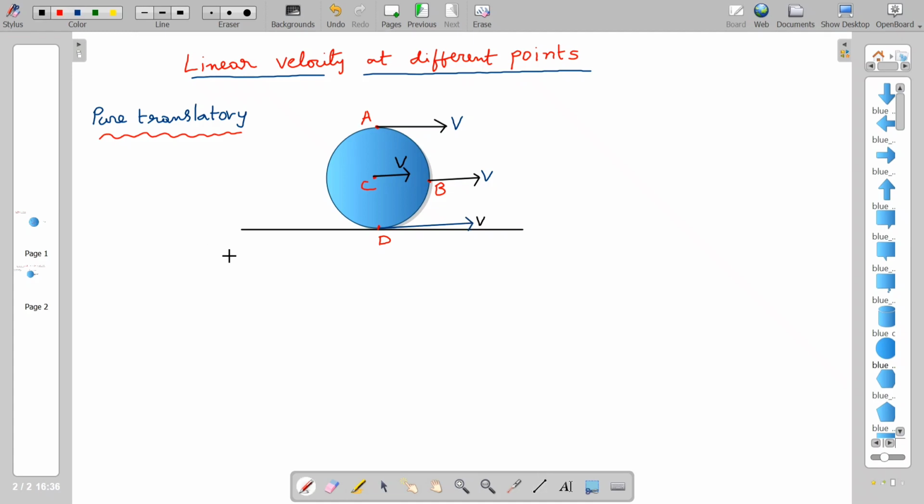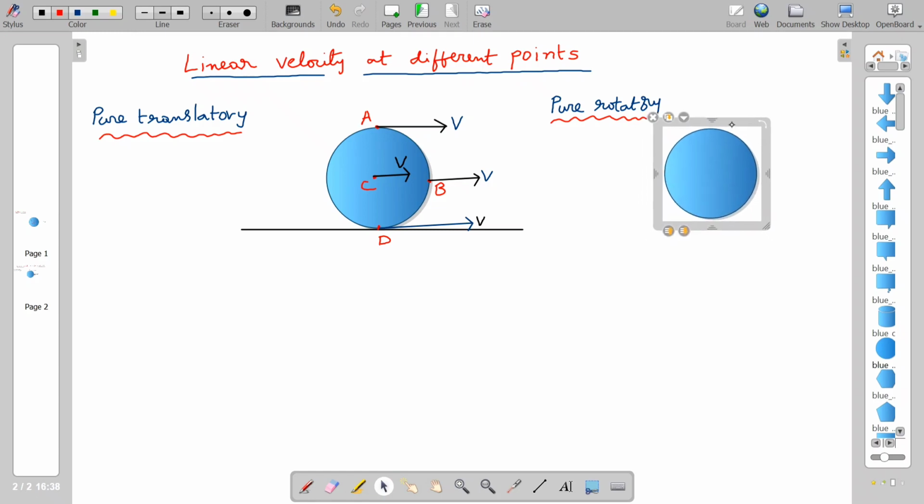Now we will identify linear velocity at different points in pure rotatory motion. Here, I will consider one sphere which is in pure rotatory motion. Now, I will identify linear velocity at different points, that is at A, at B, and at its center C, and at lowest point D.